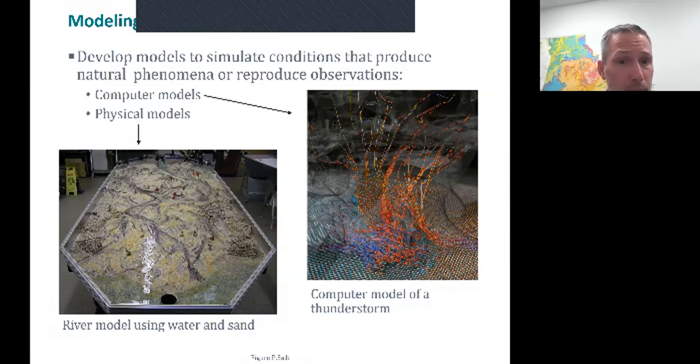In this river model, they're using sand and water to simulate river meanders and braided streams. If you don't put in good data, if you put in too much water, or if you don't properly model the landscape, you're going to end up with data that's not going to give you much information.